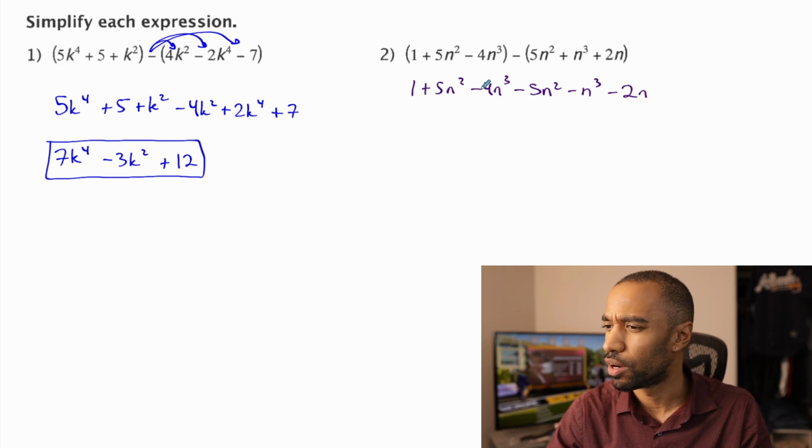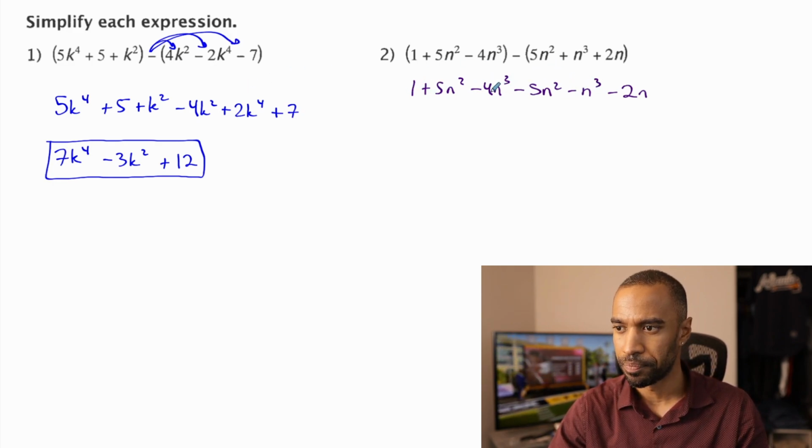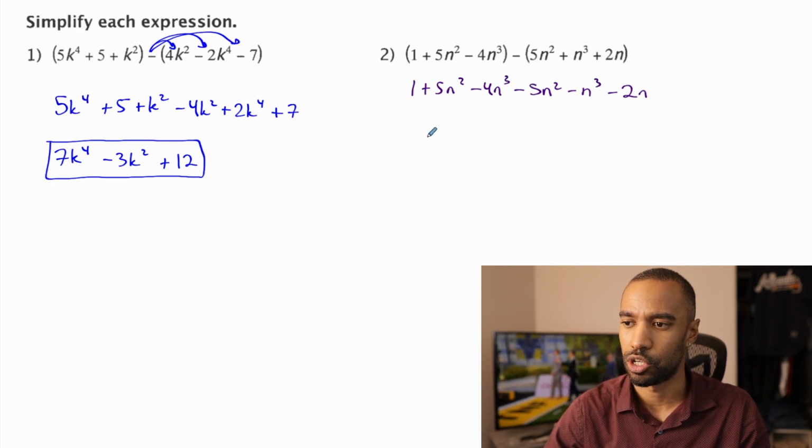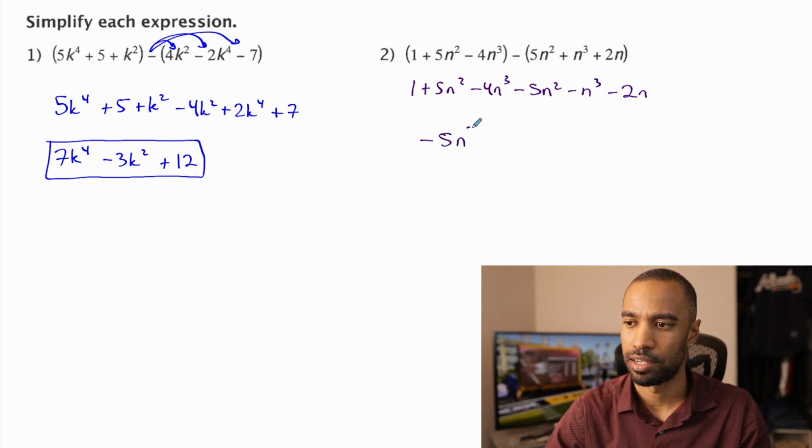All right, combine like terms here. Our largest degree here is the cubic. So I have negative 4n cubed minus 1n cubed. That'll be negative 5n cubed. And then we have a 5n squared minus 5n squared. That's it. So those cancel out.